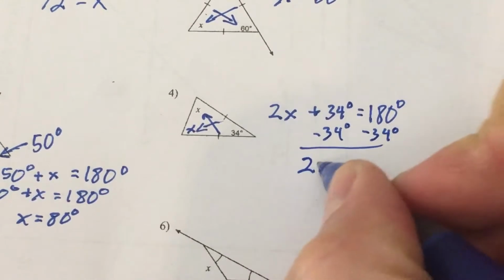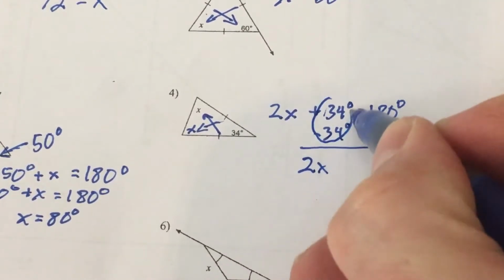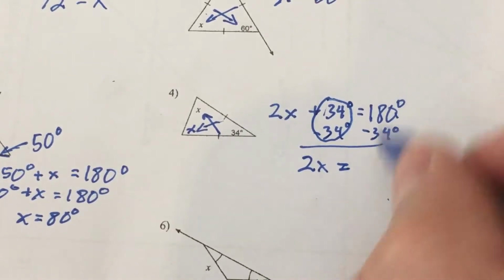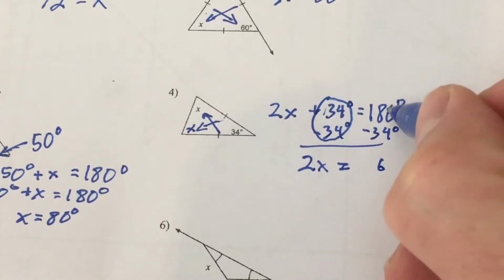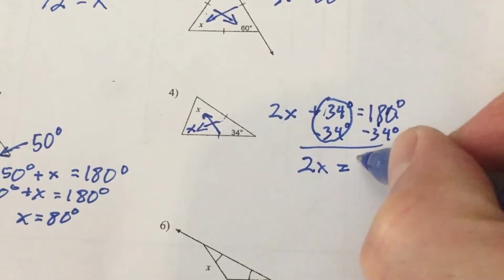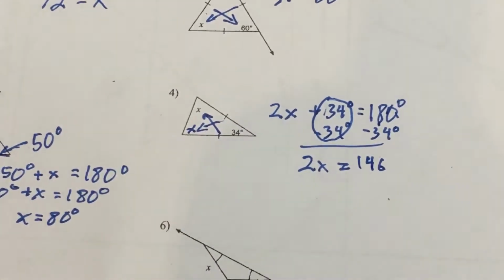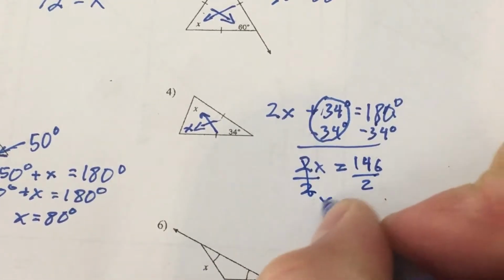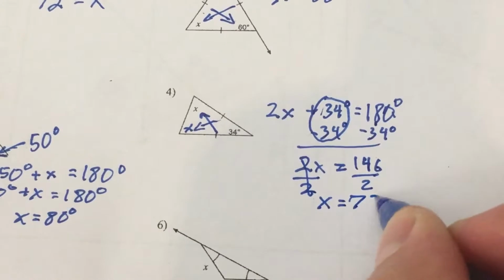Okay, so we bring down our 2x. This is 0. And we have 6. Okay, so we're going to borrow there. 8, 4, 1. So 146. And then we can divide that by 2. So we have x equals 73 degrees.